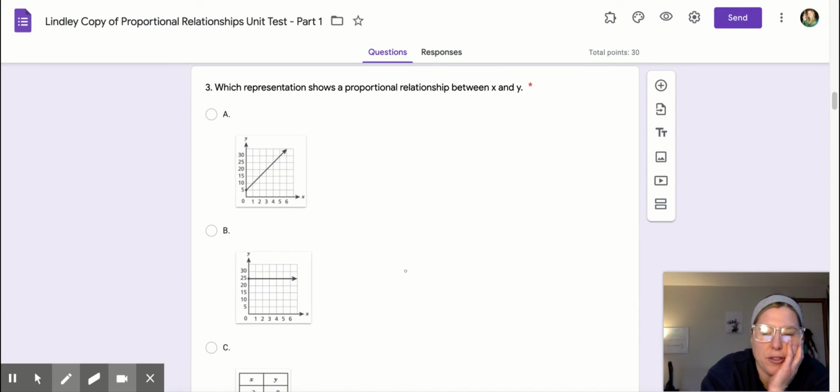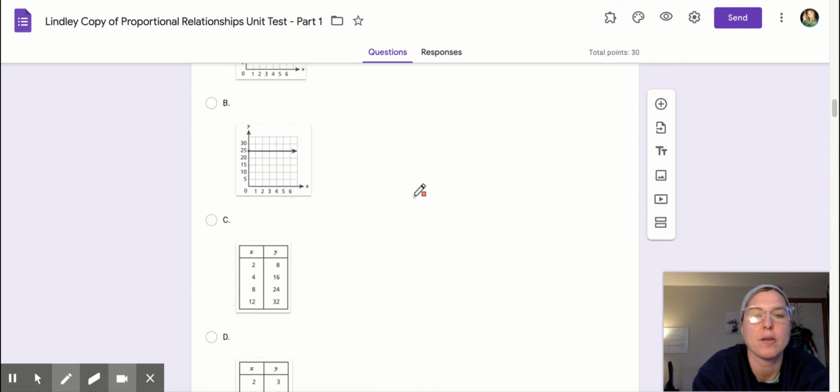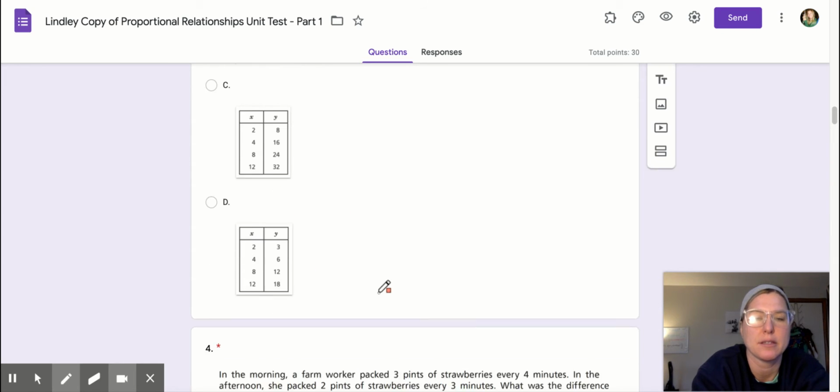Which representation shows a proportional relationship between x and y? Hint, has to be a straight line, has to go through the origin, and the constant of proportionality has to be the same for all numbers. Remember, we're talking about y over x.